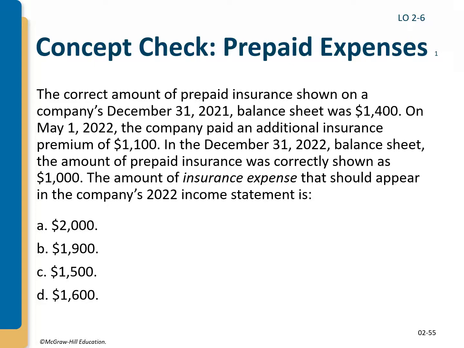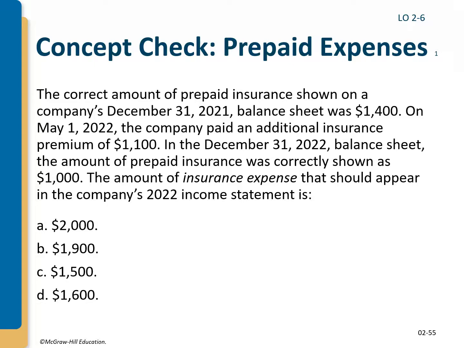So the correct amount of prepaid insurance shown on a company's December 31st balance sheet was $1,400. On May 1, 2022, the company paid an additional insurance premium of $1,100. In the December 31st, 2022 balance sheet, the amount of prepaid expense was correctly shown as $1,000. How much is the insurance expense that should appear in the 2022 income statement? Well, the balance sheet starts at $1,400 in prepaid insurance. So that's the beginning balance, debit.